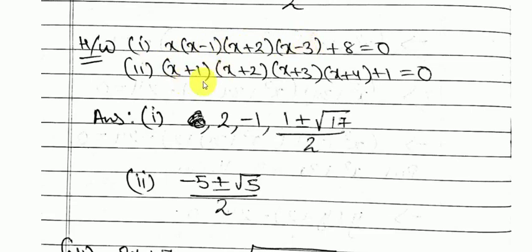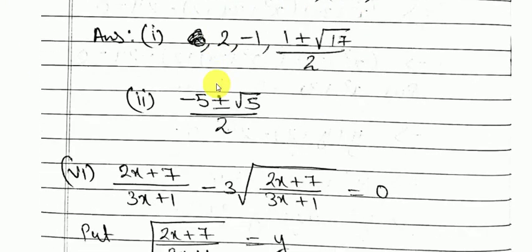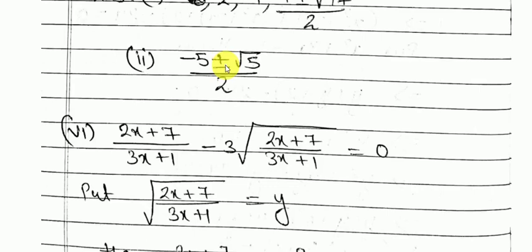Okay, here in the second one you can check here 2 plus 3 is 5 and 1 plus 4 is 5. Okay, so this can be also solved in the same manner. So try these two by yourself. Answers are given over here.